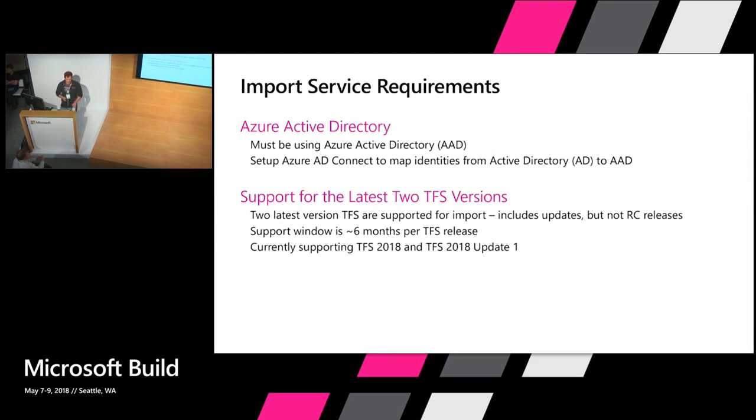As far as the prerequisites go for the import service, we require 2. Number 1, you need to be using Azure Active Directory, AAD. We'll talk more about that later when we look at migrating identities. Number 2, you need to be on one of the 2 most recent released versions of TFS. Right now, that's TFS 2018 and TFS 2018 Update 1. I'll put an asterisk on 2018. We just released TFS 2018 Update 2. TFS 2018 will go away in about 2 to 3 weeks. So you need to do one more upgrade to get onto that latest version in order to complete the migration.